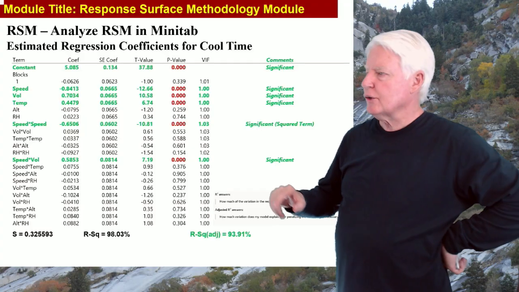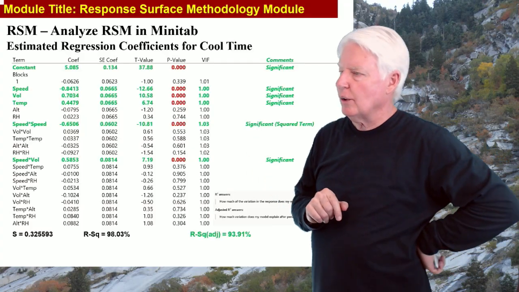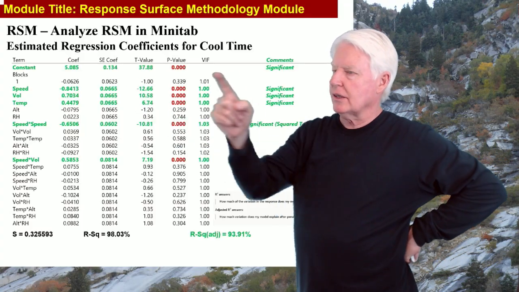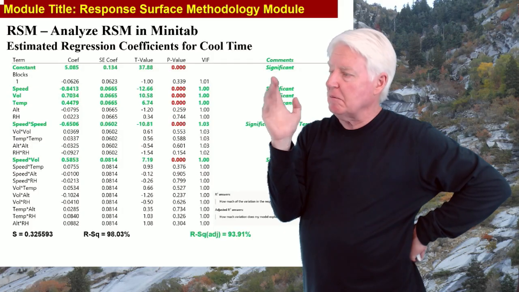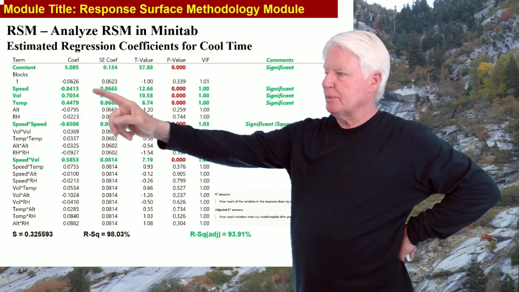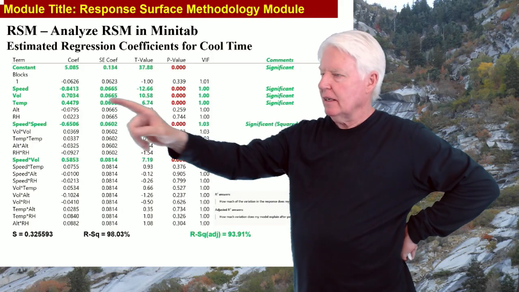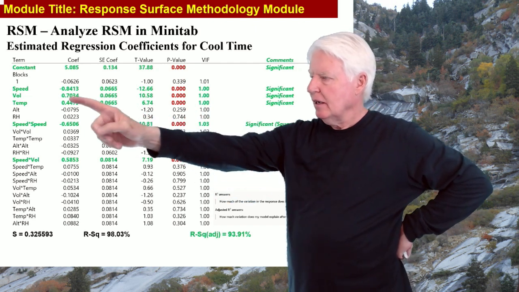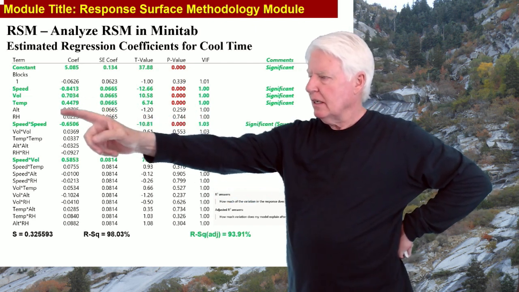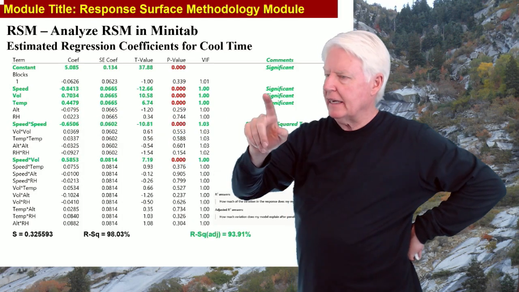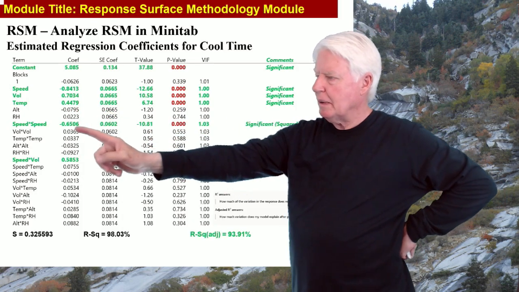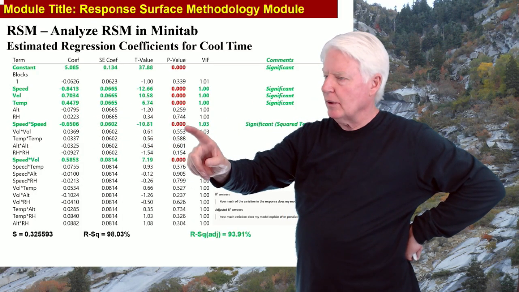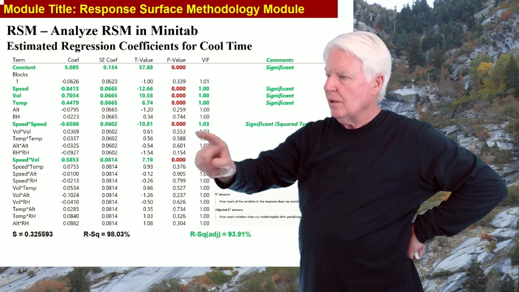You go OK, and here's what we have, estimated regression coefficients. It shows us that the constant is statistically significant. That's good. The speed is statistically significant. Notice the p-values are 0, 3 decimal points out anyway. Volume or velocity, temperature, though everything in green is significant. Speed, notice the p-value is 0.000.